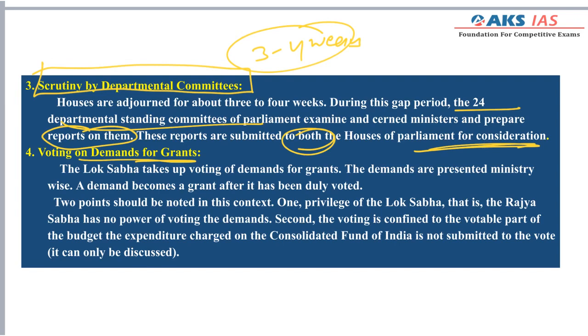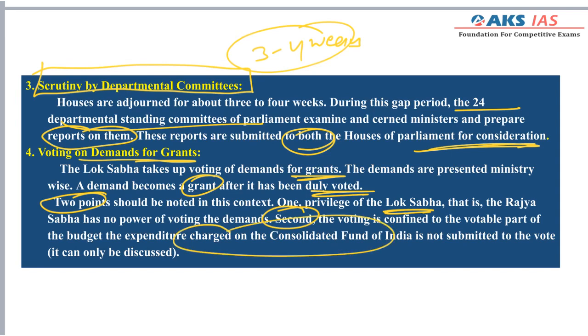It is only the Lok Sabha that takes up the voting on demands for grants, as told earlier, right? These demands are presented ministry wise. A demand becomes a grant after it has been duly voted by the whole House. The important 2 points to be remembered here are that it is only the Lok Sabha which votes on demands for grants, and the Rajya Sabha has no voting power. And second, they do this voting only on the votable part of the expenditure charged from the Consolidated Fund of India.